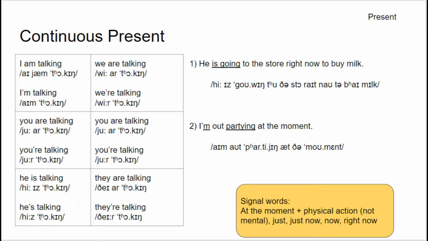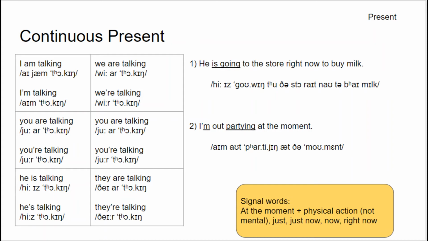The continuous present tense marks something that is happening right now. You can form it by using a form of be plus the ing form of the verb you're using. Note how there are 2 forms of every single verb. While I am talking is the official way to say it, if you are in a conversation, it will sound more natural to say I'm talking.